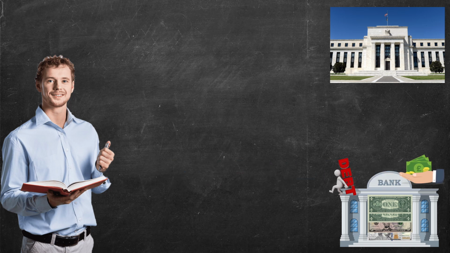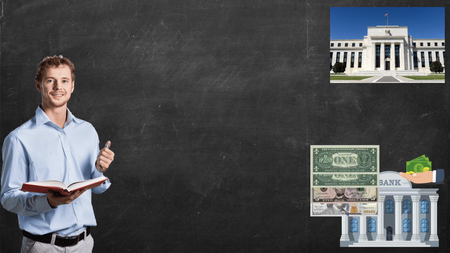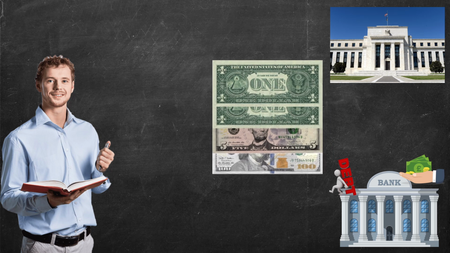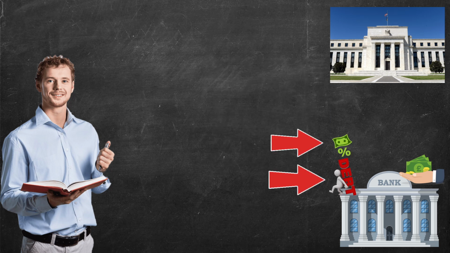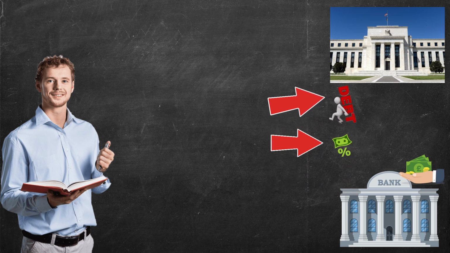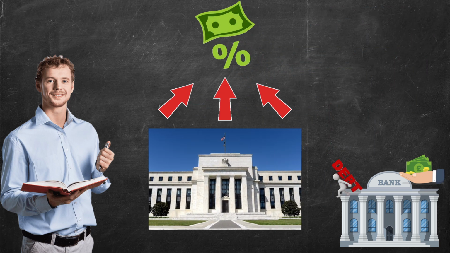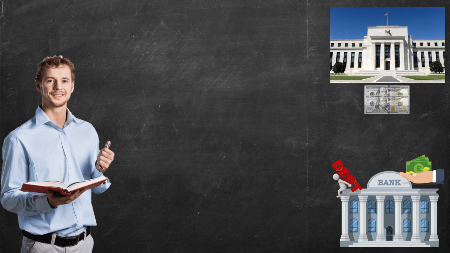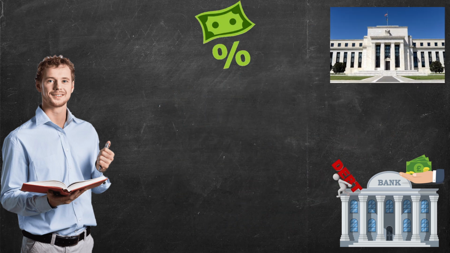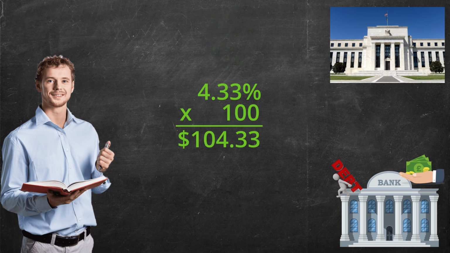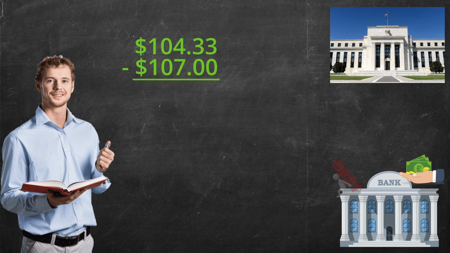As you can see, after loaning out $100, the bank received back $107 due to the interest rate that they charged on the loan. But remember, if there is debt, there is interest, and the bank is still in debt to the Federal Reserve. The interest rate on this loan is set by the Federal Reserve because they are the technical creators of money in America. As of the making of this video, the exact interest rate is 4.33%. So the bank must return the loan amount of $104.33, netting them a profit of $2.67.